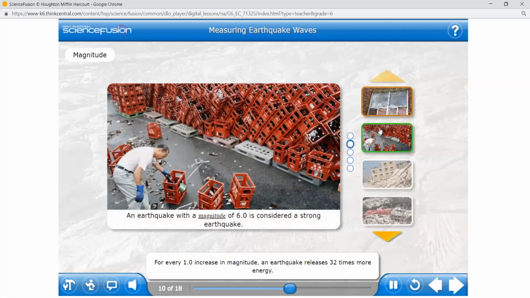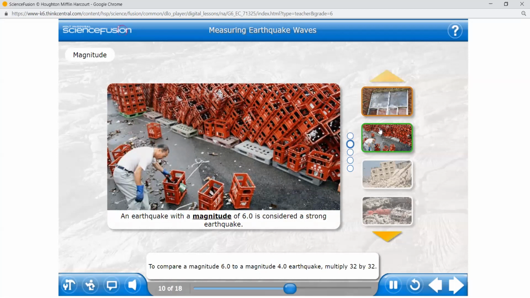For every 1.0 increase in magnitude, an earthquake releases 32 times more energy. To compare a magnitude 6.0 to a magnitude 4.0 earthquake, multiply 32 by 32. A 6.0 earthquake releases 1,024 times more energy than a 4.0 earthquake. Whoa, so much. In 6.0 earthquakes, pictures might fall off the wall and furniture might slide.